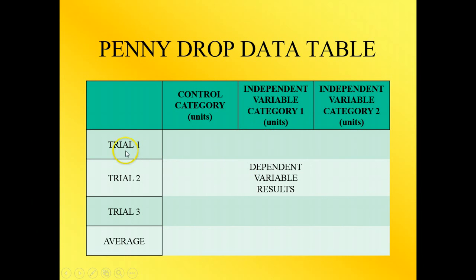So for trial 1, the first time you test it, the first time you test your control category, you will record your information in this box. The first time you test your first independent variable, you will record the information in this box, and so on.